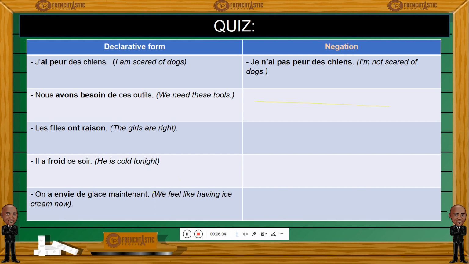On a envie de glace maintenant. We feel like having ice cream. We want some ice cream now. How would you write, we do not want some ice cream now? So go ahead and use the negation ne pas with avoir.